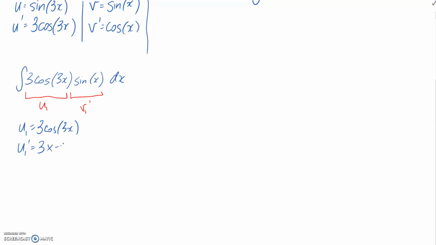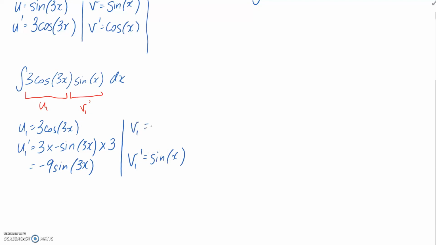Cos here goes to negative sine, and we copy out the bracket, and then multiply by the derivative of what's inside because it's the chain rule. So this is going to simplify to negative 9 sine of 3x. And then if we work on the second one, we know that it's equal to sine of x.